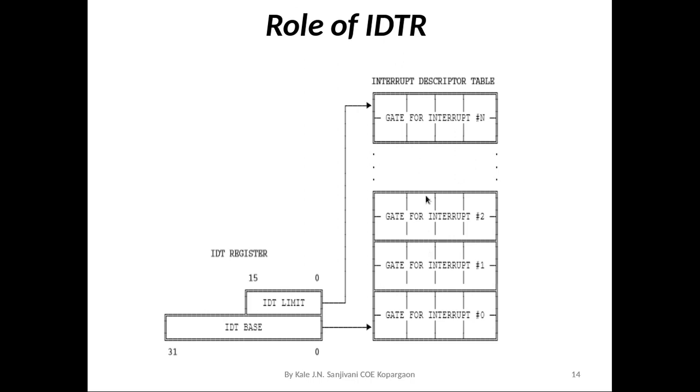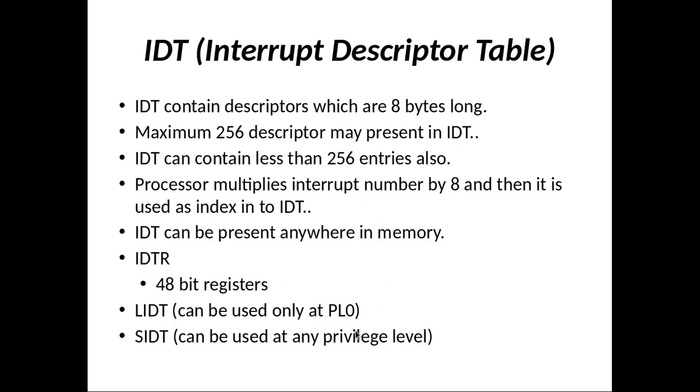So on this side you can find IDT, interrupt descriptor table. Interrupt descriptor table contains descriptors. The first descriptor corresponds to interrupt 0, then interrupt 1, interrupt 2, and so on. And on this side you can find the IDTR register. So what does this IDTR register contain? Total size is 48 bits. Out of that 48 bits, 32 bits are used to store the base address of the IDT, and 16 bits are used to store the limit of the IDT. So I hope this is clear to you, the IDTR register.